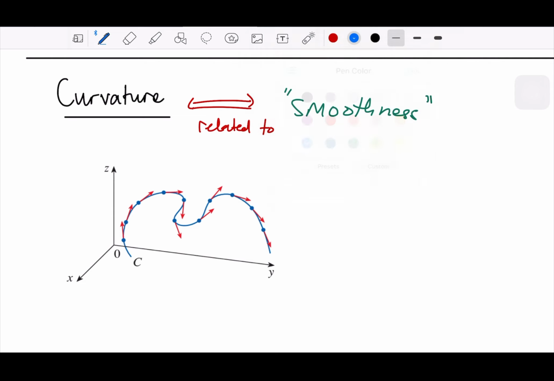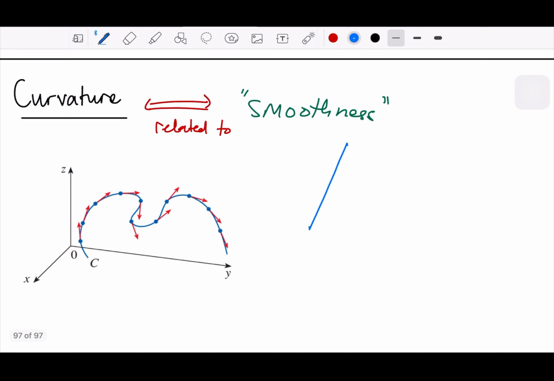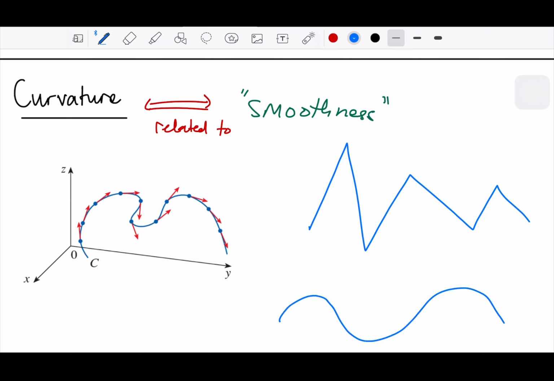If I draw like this, I think it's very easy to differentiate these two. This is rough, this is smooth. Now the curvature means it's a degree of the smoothness of the curve. That's the way I think about it, and for me it's easier than reading the textbook.